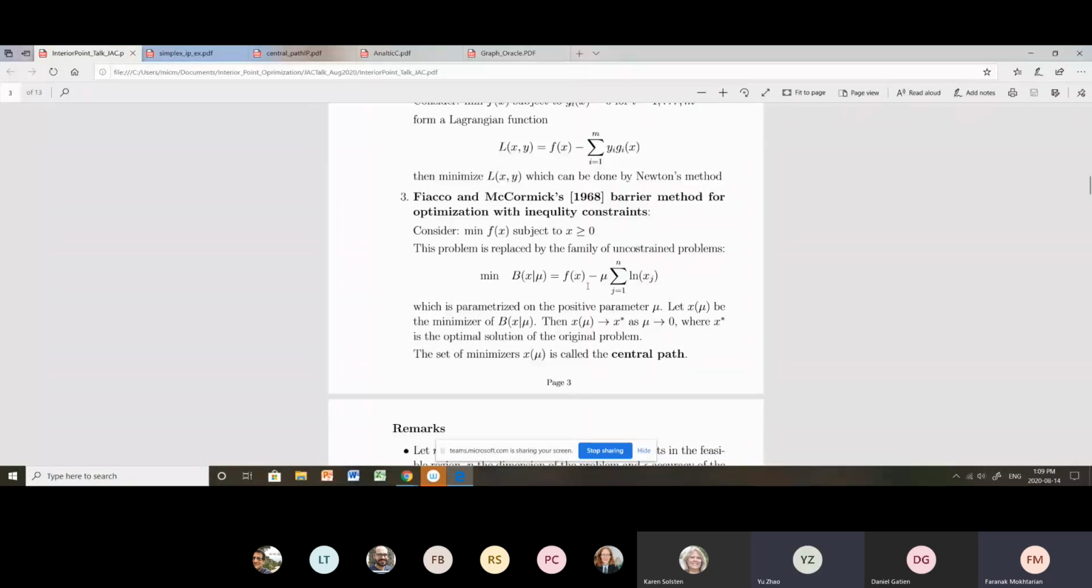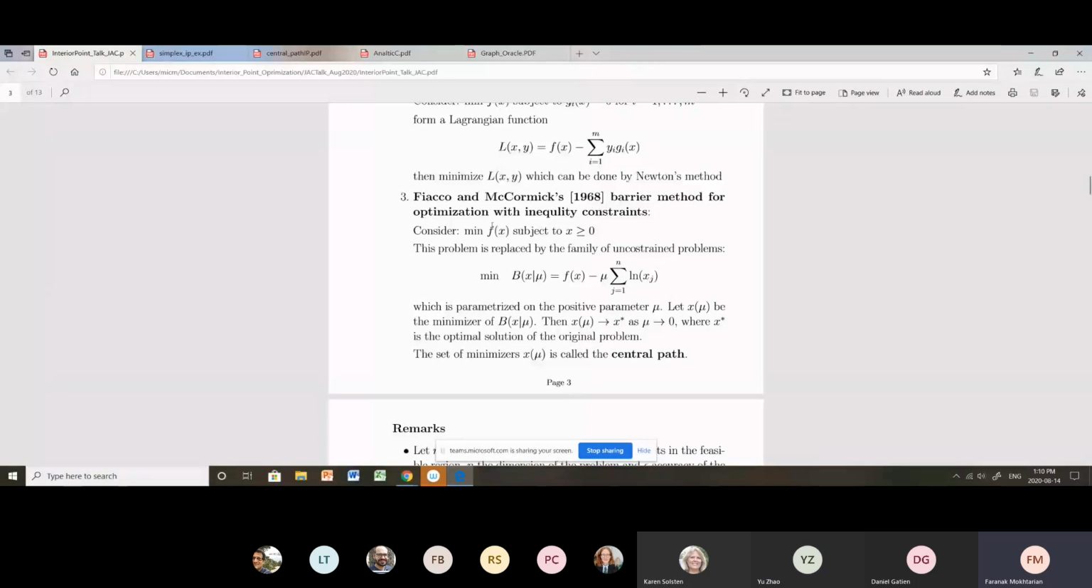When mu is very large, the weight of this part is high. So the minimum of the barrier function moves towards the minimum of this part of the barrier function. But as mu gets smaller and smaller, this part becomes less significant, and the minimum moves towards the minimum of f of x. And that's the idea of a barrier method.